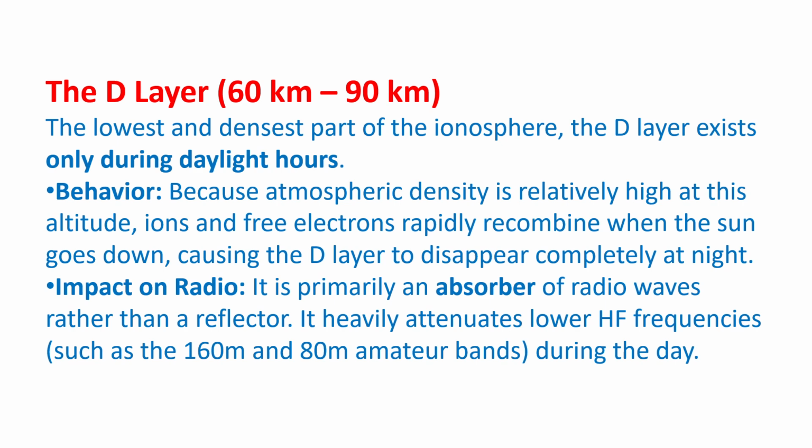Because atmospheric density is relatively high at this altitude, ions and free electrons rapidly recombine when the sun goes down, causing the D layer to disappear completely at night. It is primarily an absorber of radio waves rather than a reflector. It heavily attenuates lower HF frequencies such as the 160 meter and 80 meter amateur bands during the day.